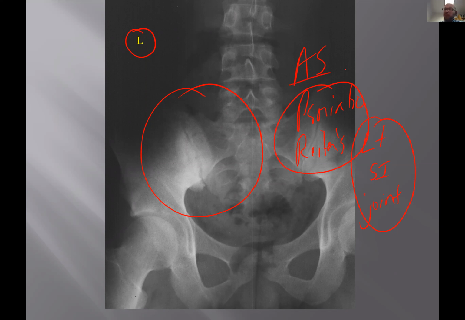AS is typically more bilateral sacroiliitis. But if you get purely unilateral, you don't think AS, you don't think psoriatic, you don't think Reiter's, what do you think? Infection. Yes, very good. Infection. That is important. Infection is the best thought for unilateral sacroiliitis.